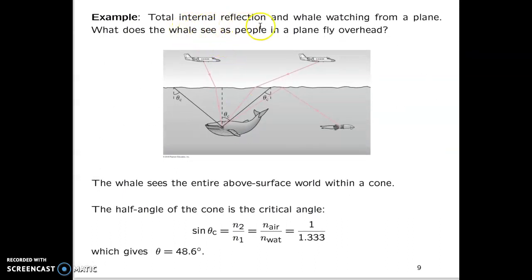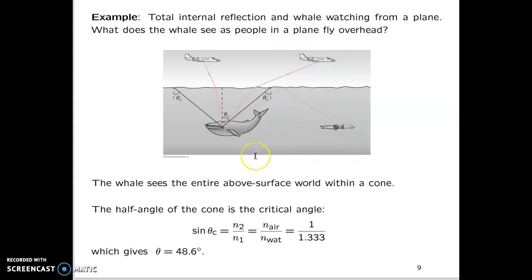using the idea of total internal reflection and what a whale is going to see. So the whale is underwater, of course. Well, I guess it doesn't have to be completely underwater, but in this case, the whale is underwater. And the whale is looking up to the surface of the water where the water meets the air. And a plane is flying overhead. What does the whale see of the people in a plane as the plane flies overhead?